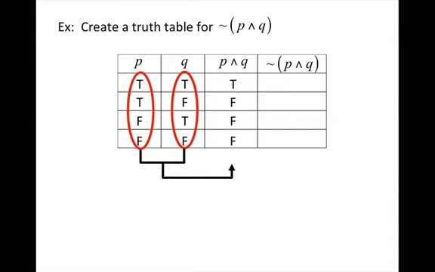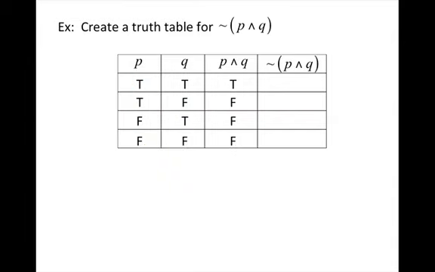Next, I look at the negation. Since I'm negating P and Q, I look at my column for P and Q. The negation has the opposite truth values of these. So if P and Q is true, false, false, false, not (P and Q) is false, true, true, true. So the final column for not (P and Q) is false, true, true, true.